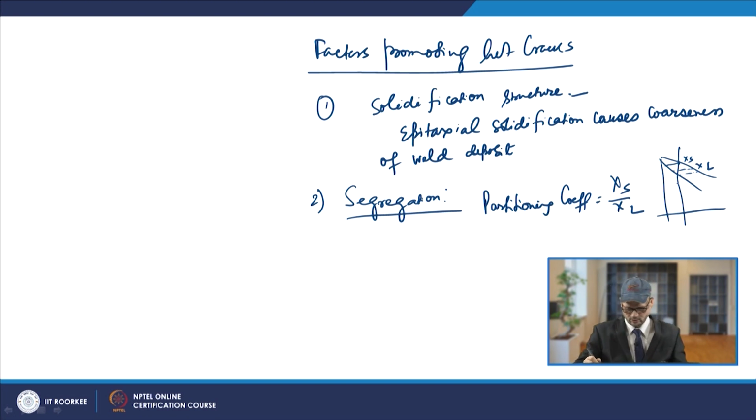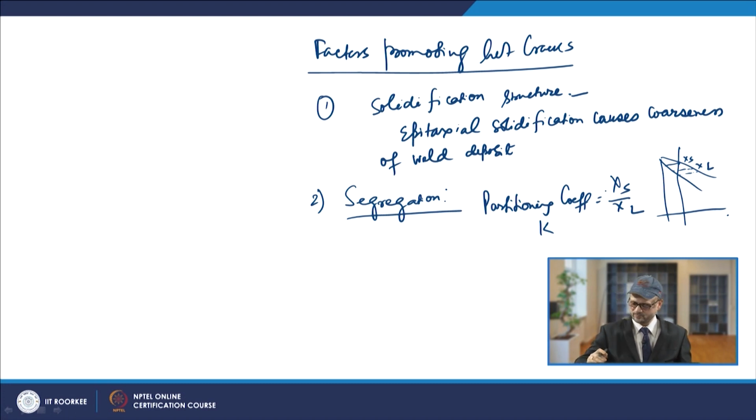So you may have a lower value of K or a higher value of K, and most likely the elements that normally segregate are sulfur, oxygen, boron, phosphorus, carbon, titanium, nitrogen and hydrogen. They try to segregate, and the segregation, that is, partitioning coefficient values, can be found from the tables in standard books.